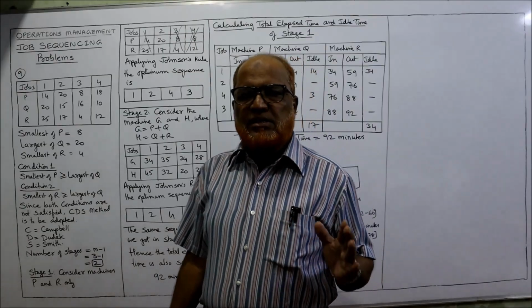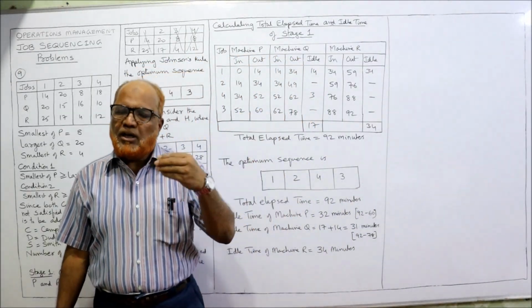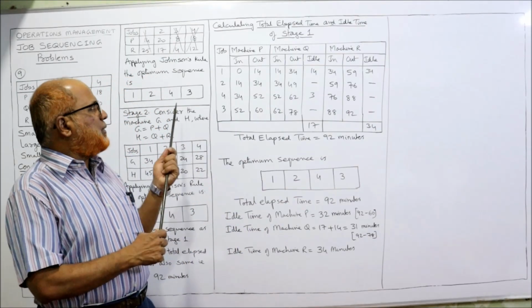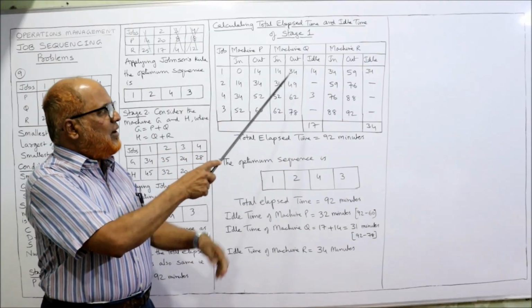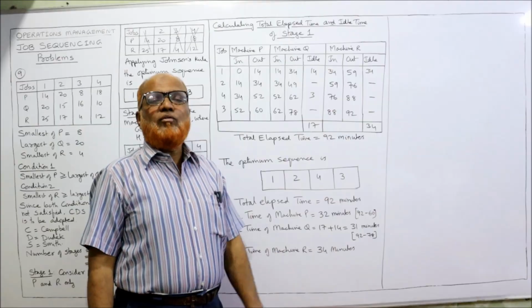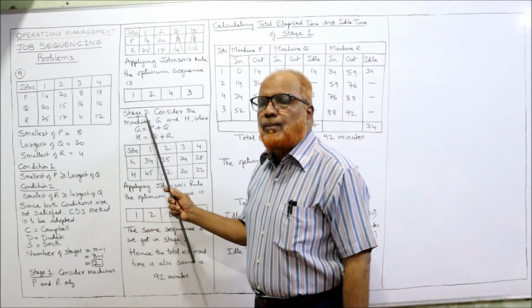So in the first stage, we have considered the first machine and the last machine, ignored the middle machine. And we have found out the optimum sequence, and also we have calculated the total elapsed time. Now we are coming to the second stage. What will happen in stage 2?